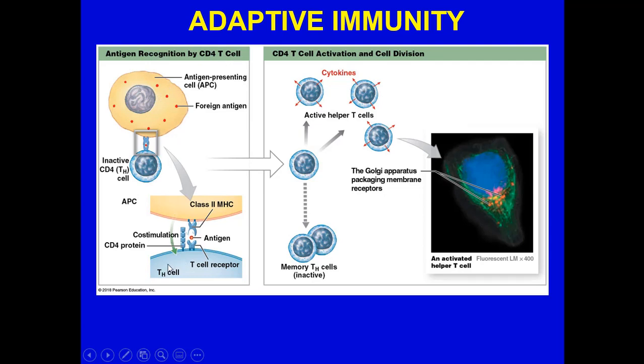All over there, co-stimulation. But this is the helper. So the helpers are going to be activated, and they're going to start releasing cytokines. And they're also going to make a group of memory T helper cells. Okay?